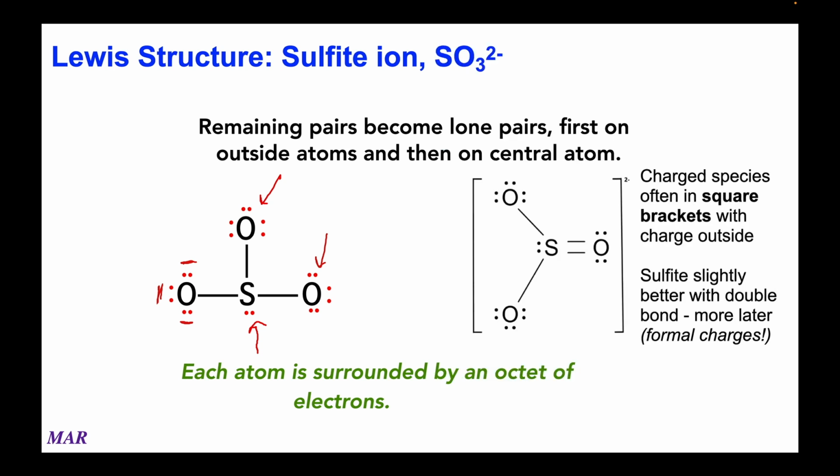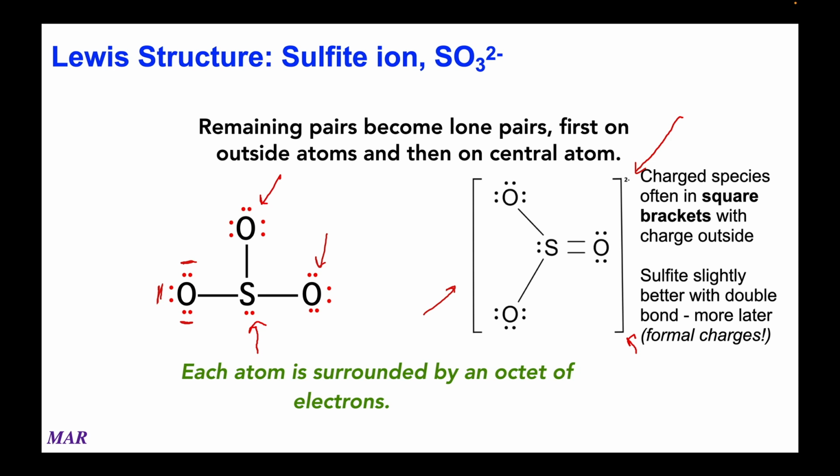If you have a Lewis structure with a charge, a lot of times what people will do is they'll put the structure in square brackets, and then in the upper right-hand corner, they'll put the charge, positive or negative. So sulfite has a 2- charge, so that's why there's a 2- up there. So if you see the square brackets, that's the convention to use when you have an ionic compound.